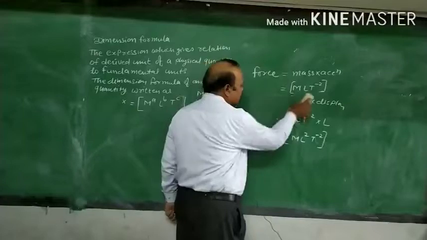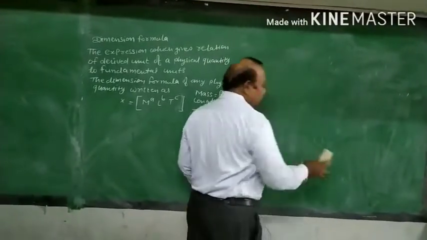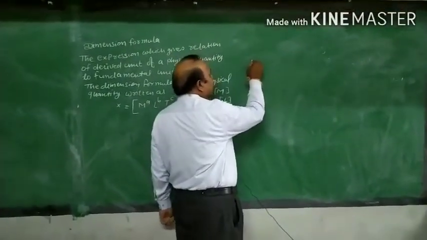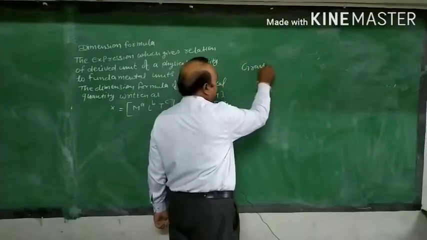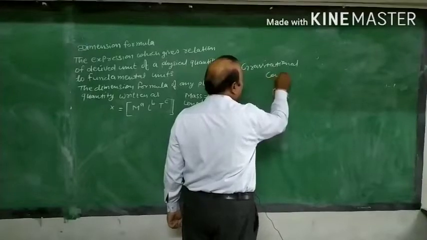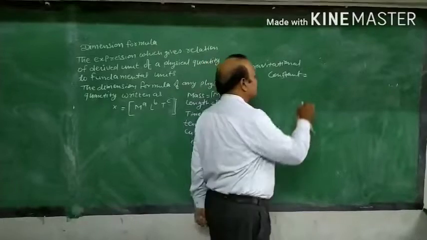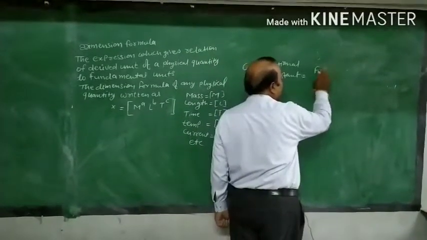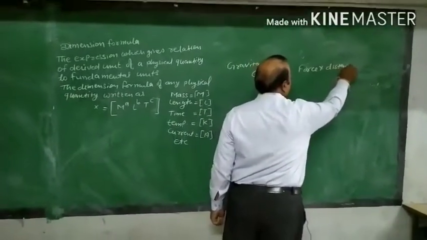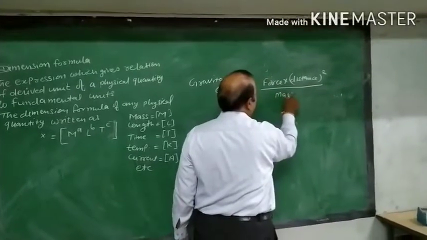Now, take an example to derive the dimension formula of the gravitational constant. It is force into distance square upon mass square.